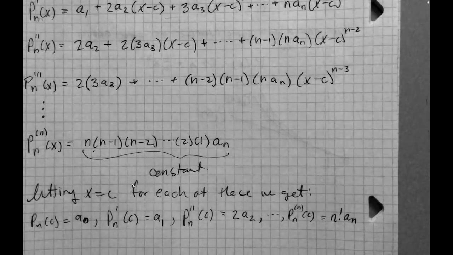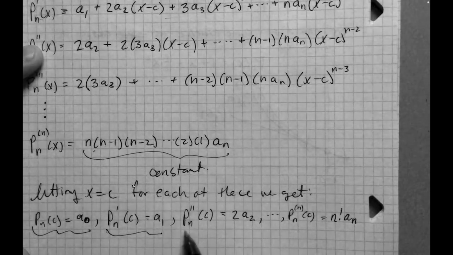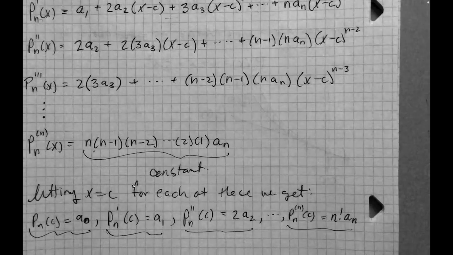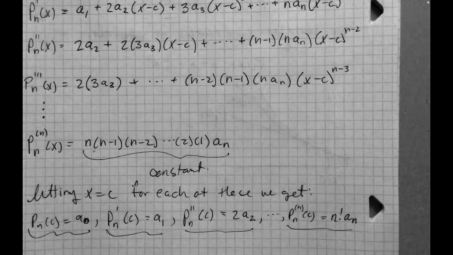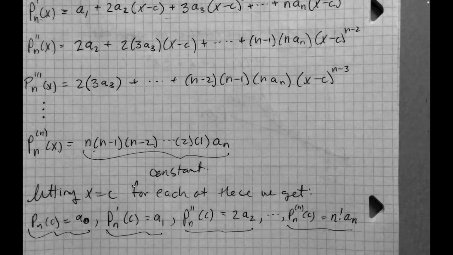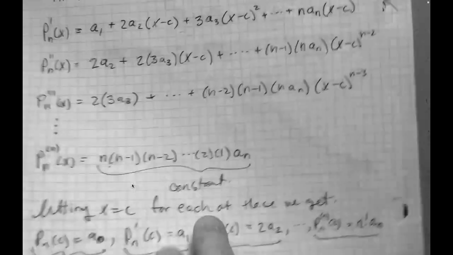All right. So that's hopefully straightforward. Each of these is just a constant, and not only just a constant, but a very predictable constant. Whatever derivative it is, take that number factorial times the corresponding term. If it's the first derivative, it's 1 factorial times a1. If it's the second derivative, it's 2 factorial times a2. If it's the fifth derivative, it's 5 factorial times a5. So it's very predictable. All right. Very good.